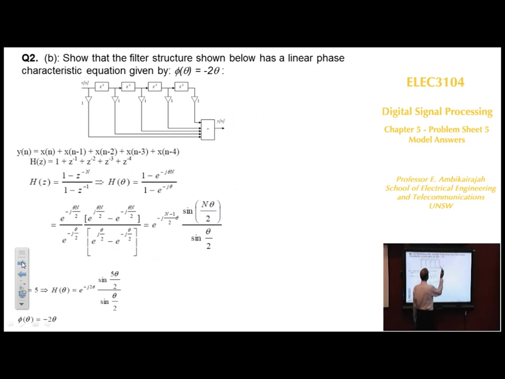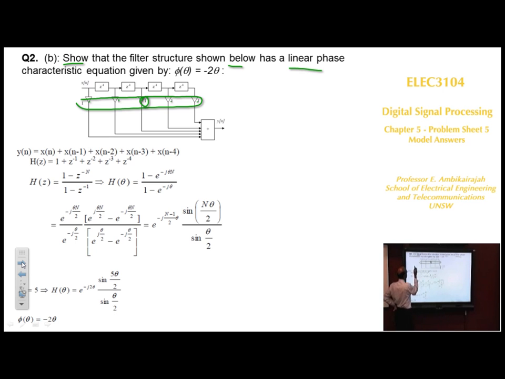Now here's the structure given, and you are asked to show that it has linear phase characteristics. You can see simply from the structure, but you can always do it many ways. You should know this is a linear phase filter because the coefficients are symmetric around the center. These two are equal, so it's a linear phase filter, but we must show this. You've been asked to show that it's a linear phase filter.